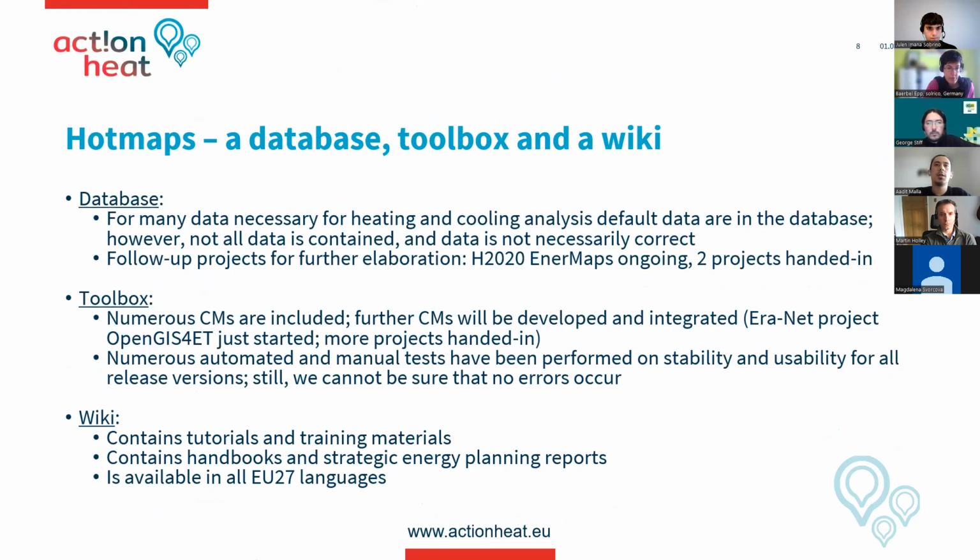And the Hotmaps project itself has three major outputs: the database, the toolbox, and the wiki. So the database is basically an open source database where you can access data for all of EU27, which consists of data ranging from building stock to energy demand to renewable energy potential, which I can show you once we have a look into the tool. And also we are still continuously developing the database, updating it on the other different Horizon 2020 projects.